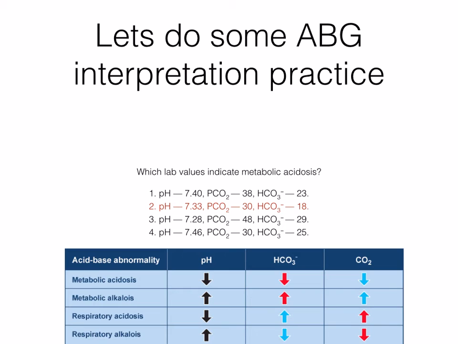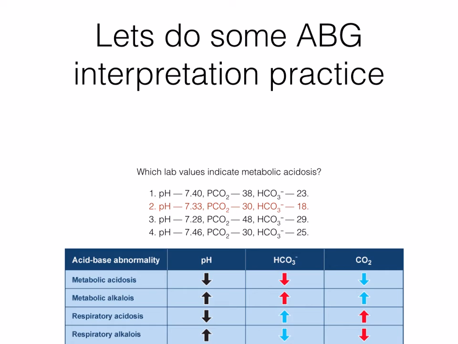Here it says, which lab values indicate metabolic acidosis? I will go to each of the four options, and first look at just the pH. In the first problem the pH is 7.40. For acidosis, the pH numbers should be going down. We don't even want to look at carbon dioxide and bicarbonate in the first option, because the pH is almost normal. There is nothing wrong happening there. So let's go to the second option.